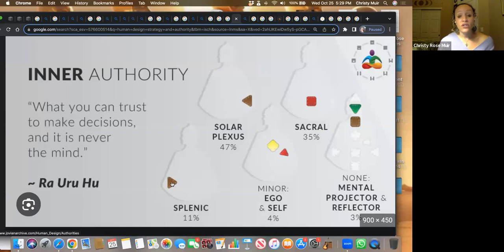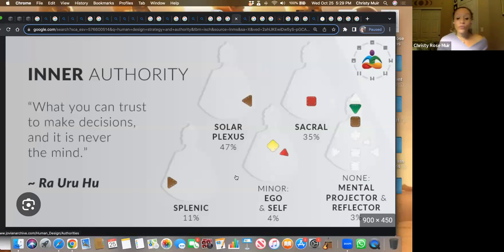So that means that your decisions are going to come from your intuition, your inner awareness of well-being, health, and safety in the moment. Right now, the spleen only speaks once. Some of these other authorities, you get a chance to consider things and take some time. The spleen, you have to trust yourself enough to make your decisions right now. And that can be really challenging, especially when you're only about 11% of the population.